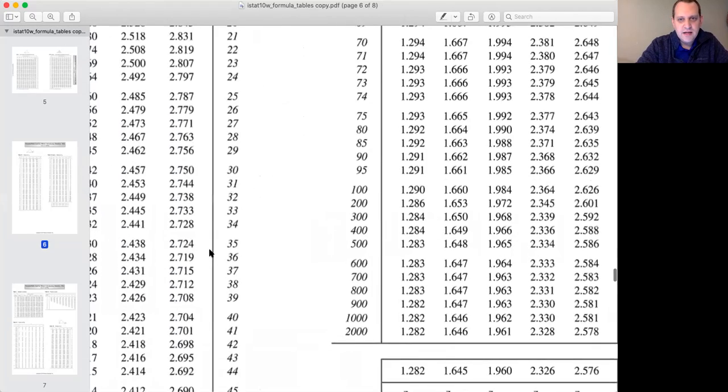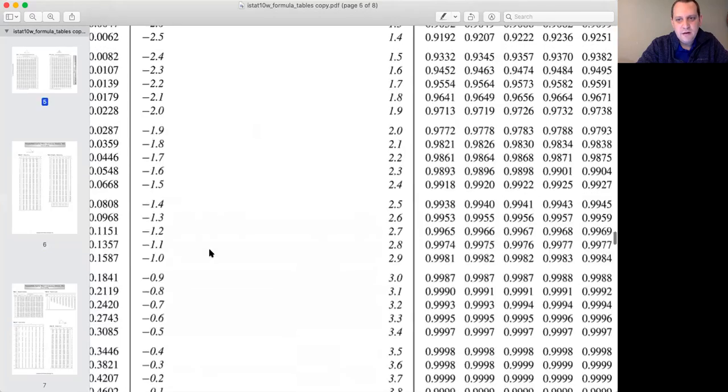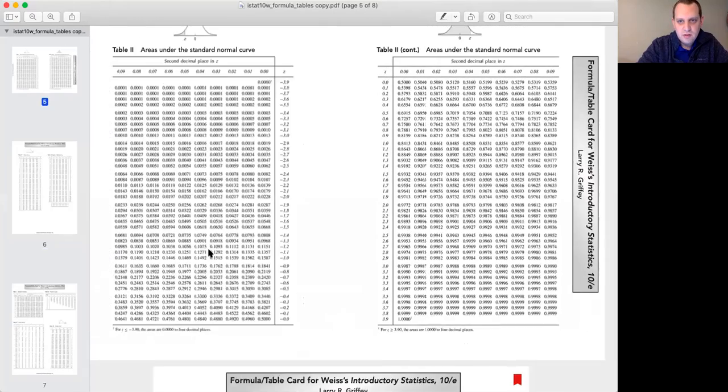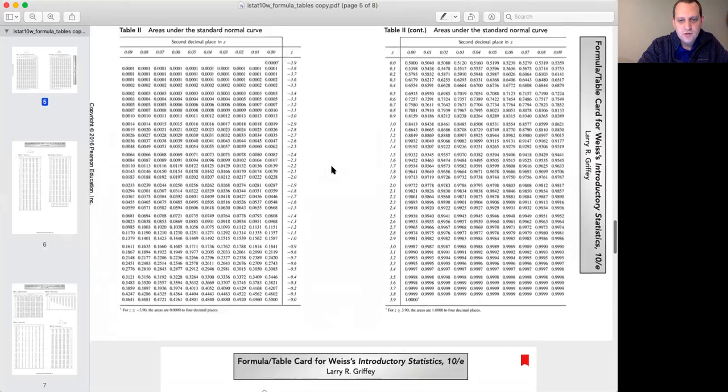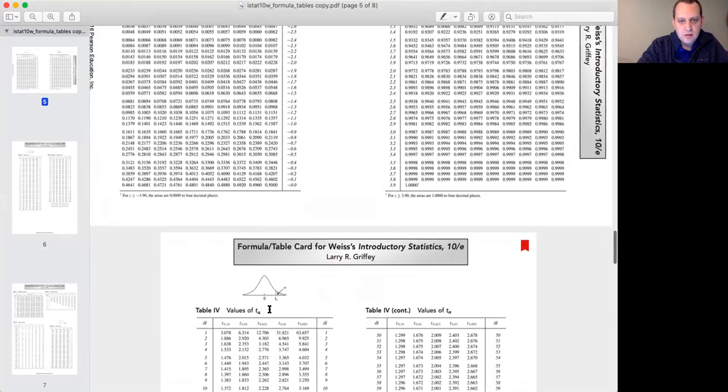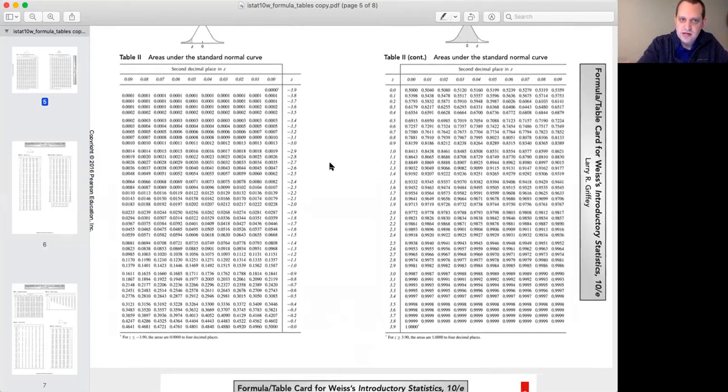This table is on the page after the normal distribution table that we had already talked about. We will talk about this table soon, actually in the next video, but that's where those values are. All right, so let's jump back to the iPad.